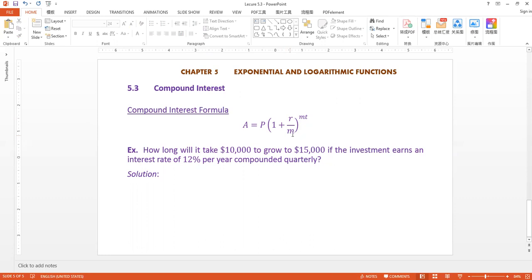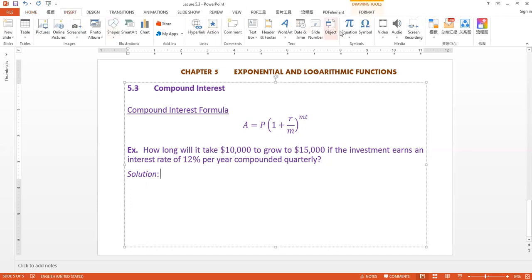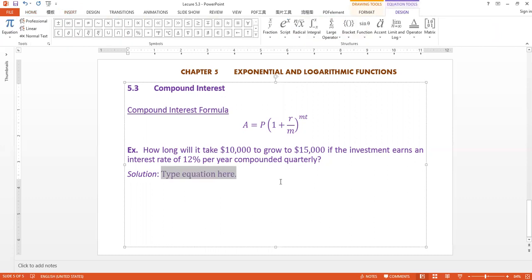M is the number of compoundings in each year. So that'll be 4 in this case, because the interest is compounded quarterly, and that's usually the case in the bank. It just calculates the interest quarterly. T is the number of years of deposit. Okay, so we can write down these numbers.